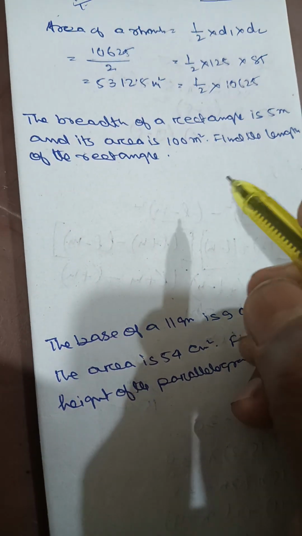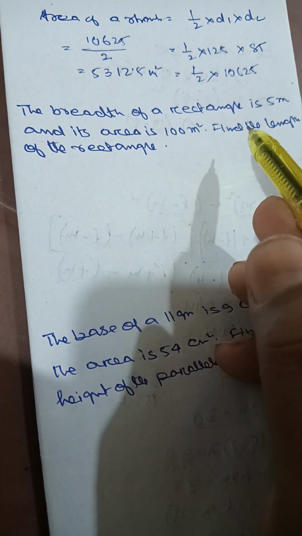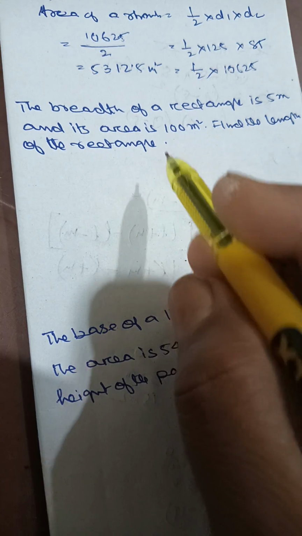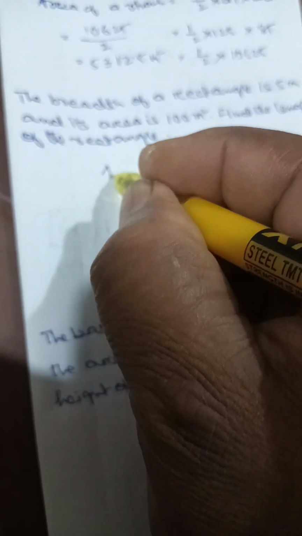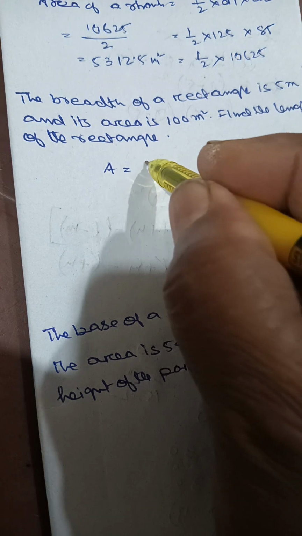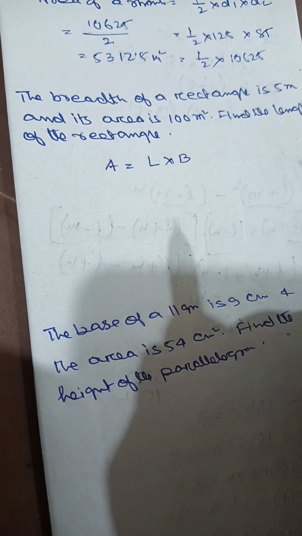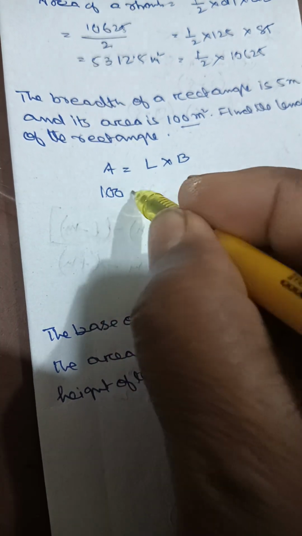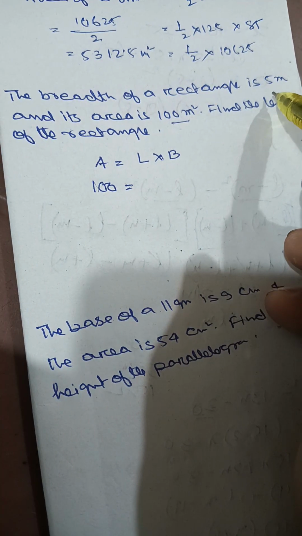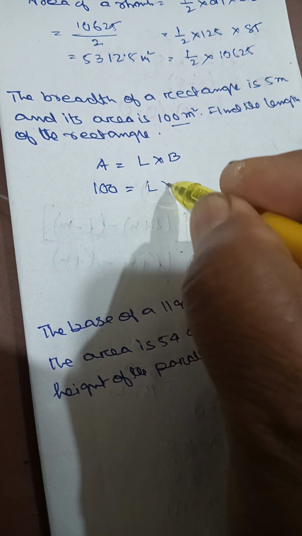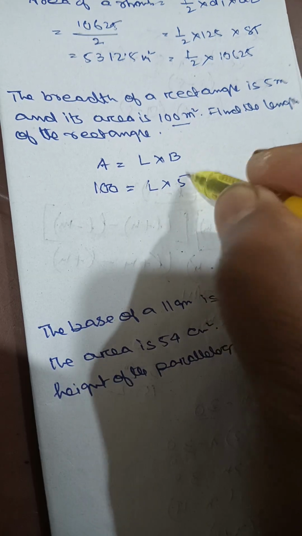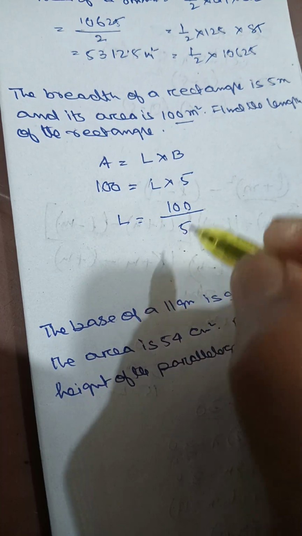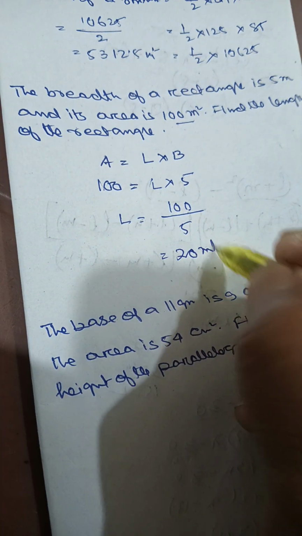Next question. Breadth of a rectangle is 5 meter and its area is 100 meter square. Find the length of the rectangle. So here also you must write the formula of area of a rectangle. Area of a rectangle is equal to length into breadth. You see area is given 100, so in place of area you write 100 equal to L into breadth, which is given 5. L is not given, so you write L as L, and in place of breadth you write 5. Therefore L is equal to 100 divided by 5. That means 20 meter.